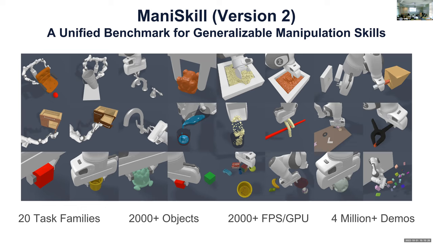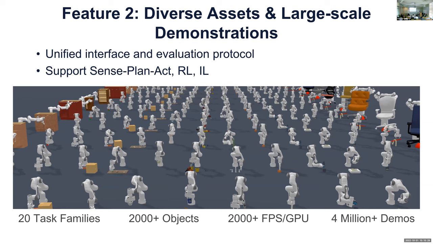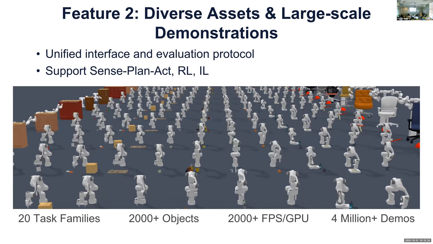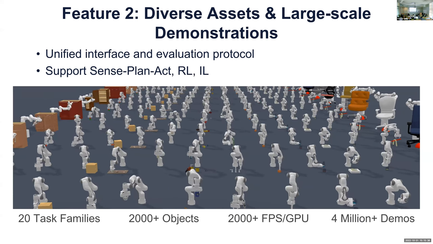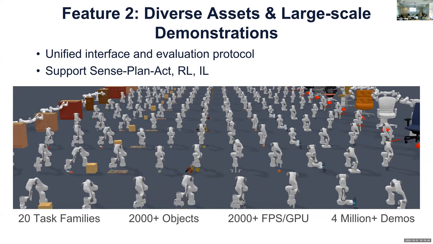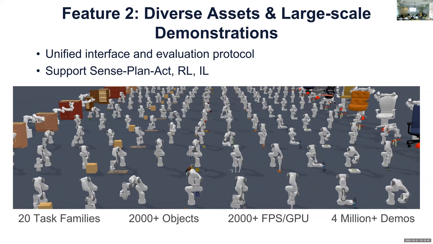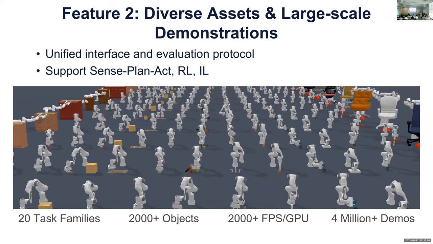And we have curated 4 million demos for methods like imitation learning or learning from scratch. It's an interactive environment which provides a unified interface and evaluation protocol. So there is a train-test split, and for all kinds of tasks, there's a unified API for vision or machine learning researchers to use. It can support the benchmarking of many kinds of algorithms, like classical sense-plan-act or the modern reinforcement learning and imitation learning paradigms.